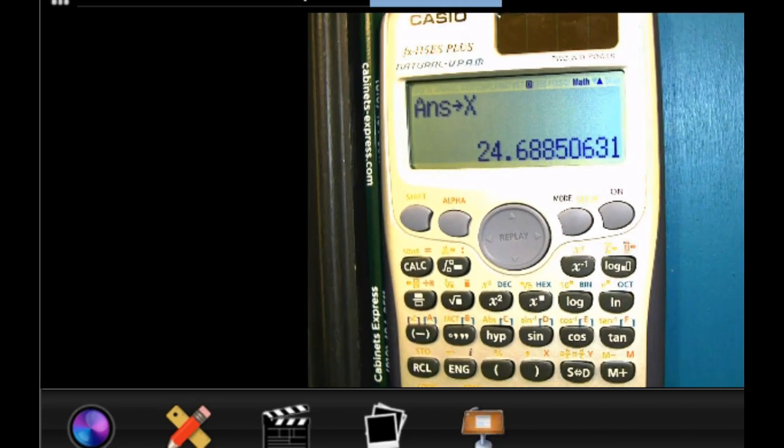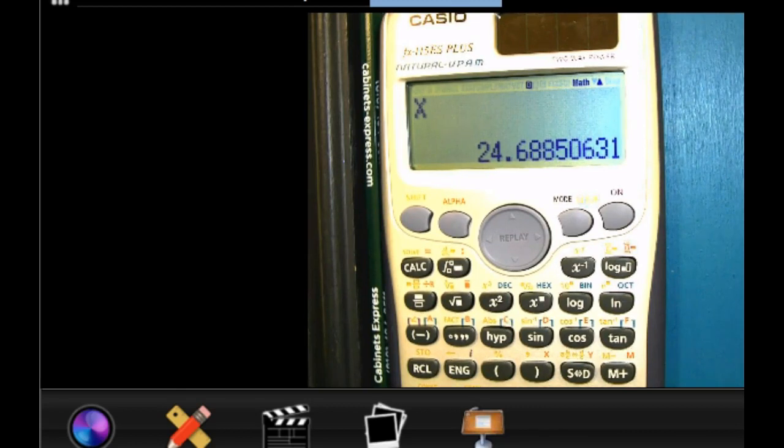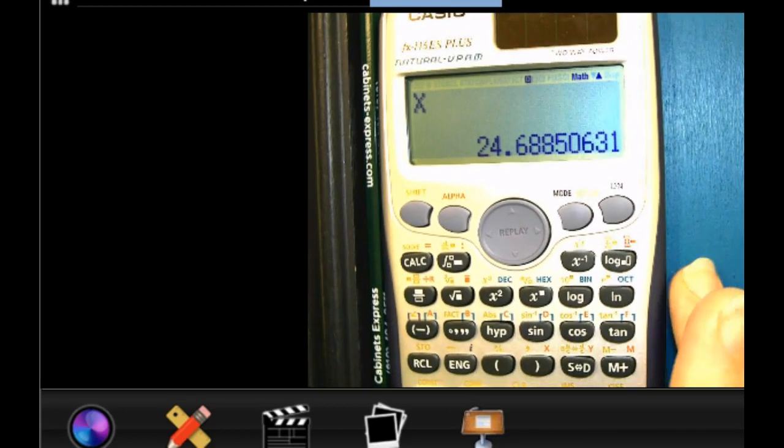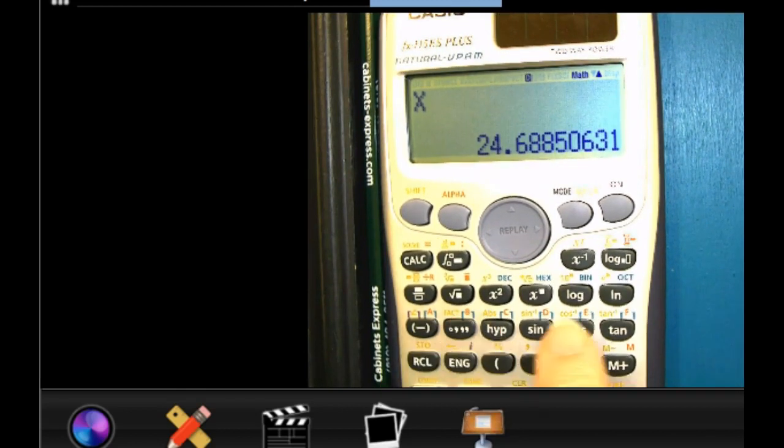And if you're not sure if you stored it, I can hit clear, and then just hit recall x. Again, I'm not hitting alpha at all. Everybody okay with that? You could also store A, B, C, D, E, and F up there. So then let's find y.